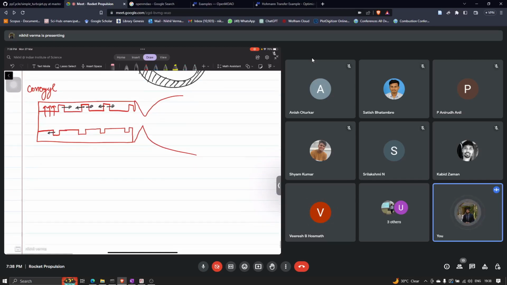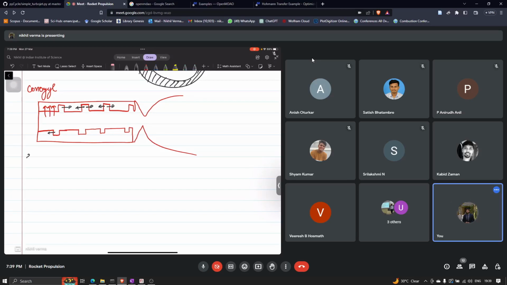The geometry can vary depending on your mission requirement. Based on what time and what thrust requirements you need, you can design your own grain geometry. There is a big research area on this: how do you optimize your grain geometry based on your mission requirement? This is a field in itself.